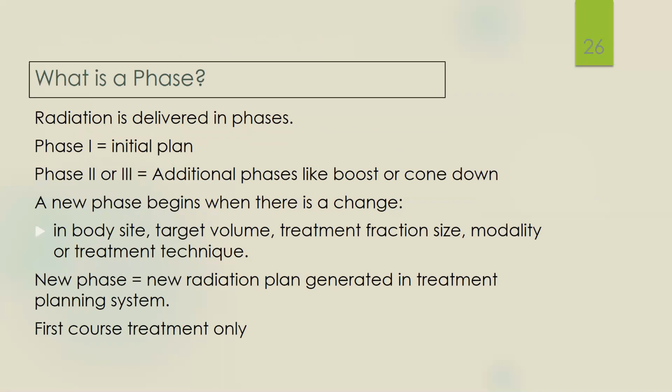So what is a phase? Phases are first course therapy. They're not subsequent therapy. And all of the phases are inclusive of first course treatment only. Radiation treatment is commonly delivered in one or more phases. Typically in each phase, the primary tumor or tumor bed is treated. So a phase 1 may be called the initial plan, whereas phase 2 or phase 3 might be referred to as a boost or a cone down.